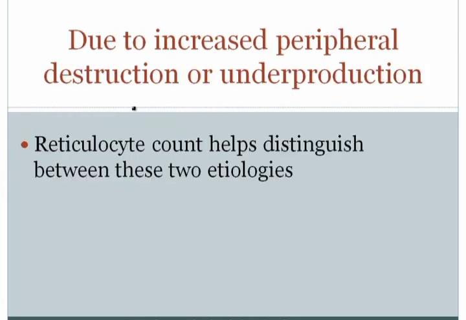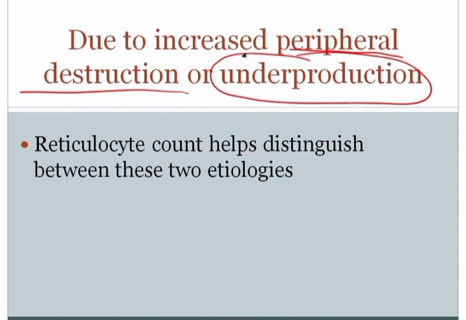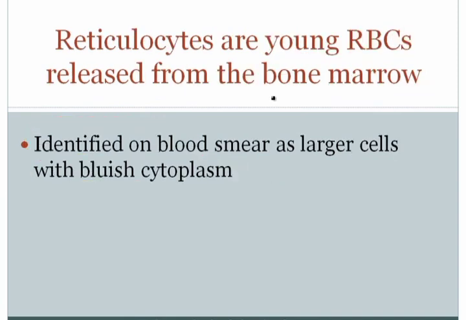Now, in normocytic anemias, the key differential diagnosis is the anemia due to peripheral destruction, i.e., are the red blood cells being destroyed outside of the bone marrow, or is the anemia due to underproduction, i.e., is the bone marrow not making red blood cells? And the way we can distinguish between these two etiologies is to look at the reticulocyte count.